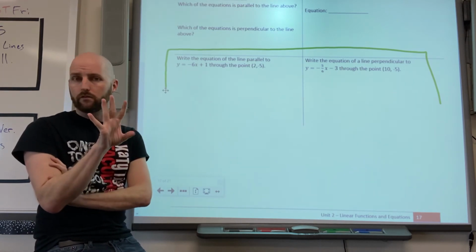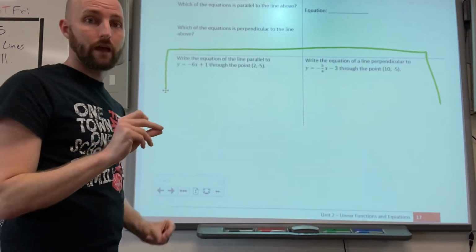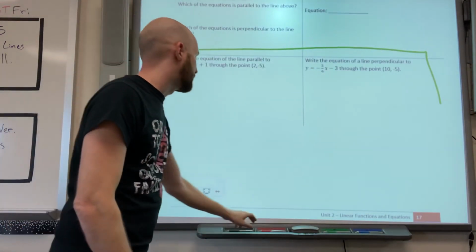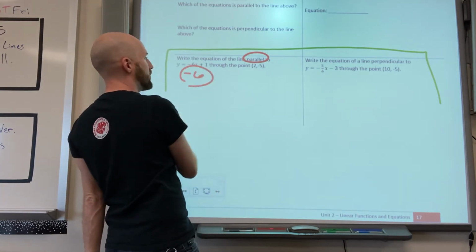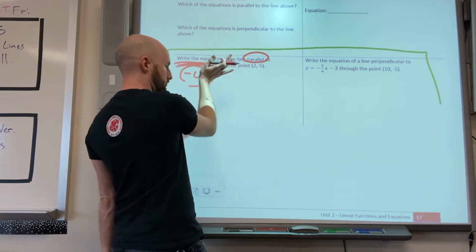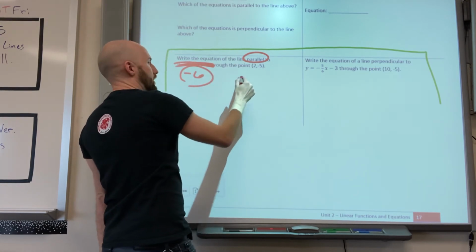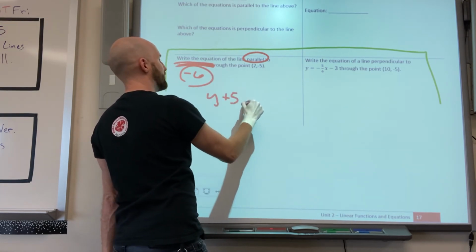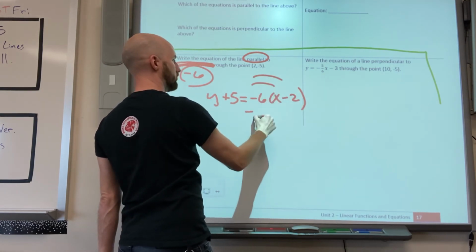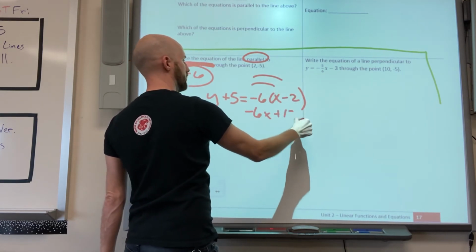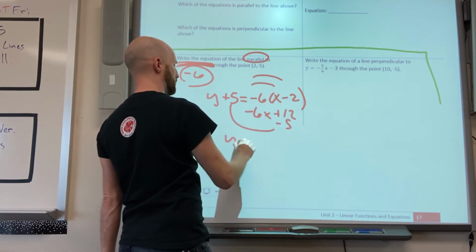5, 4, 3, 2, 1, and boom. Okay, parallel means the same. Entonces el slope sigue -6. Ahora ya no me importa. Okay, and so it's going to be y opposite equals slope x opposite plus 12 minus 5.